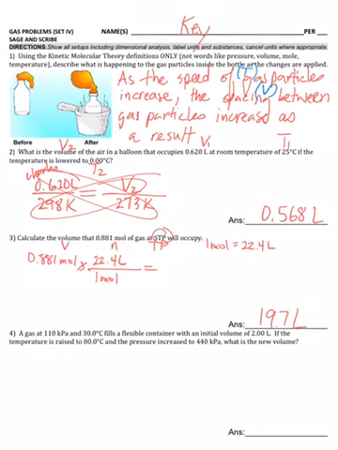So PV equals nRT is the ideal gas law. So P is in fact 1 atm. That's standard pressure. V is what we're solving for. N is 0.881 moles. R, 0.0821 liters times atm over moles times Kelvin.